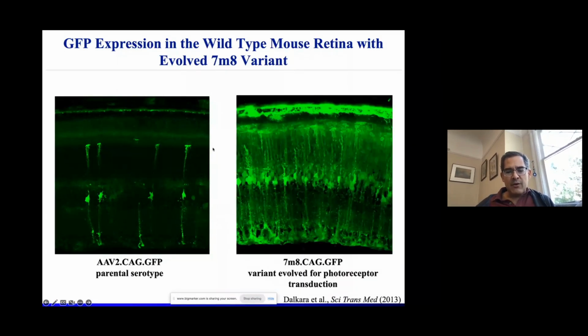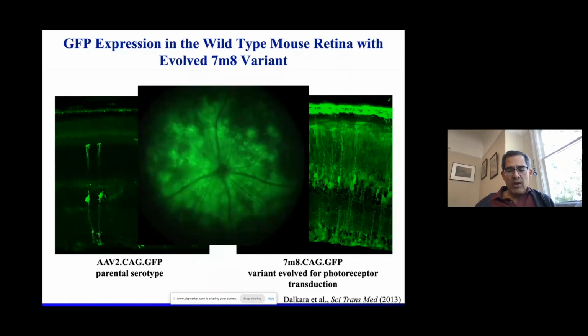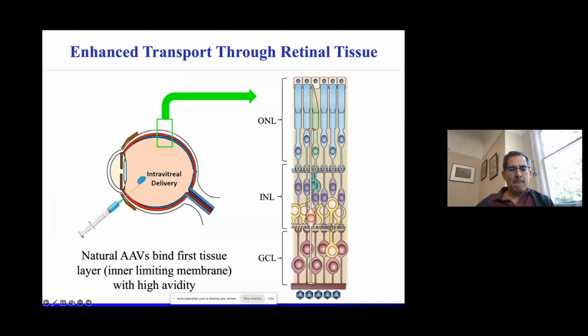In contrast, the variant that we created, which we called 7M8, is able to penetrate deep into the retina and to infect essentially every single cell type along the way. And furthermore, we're not limited to 5 to 10% of the surface area of the retina. This transduces the entire retina.